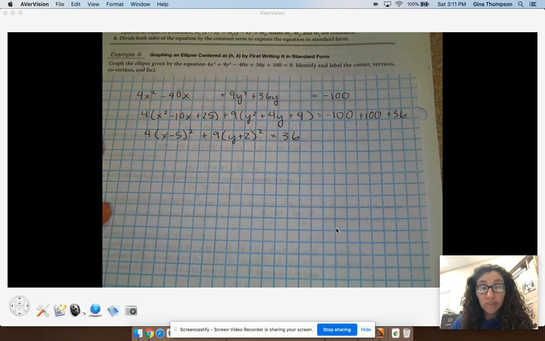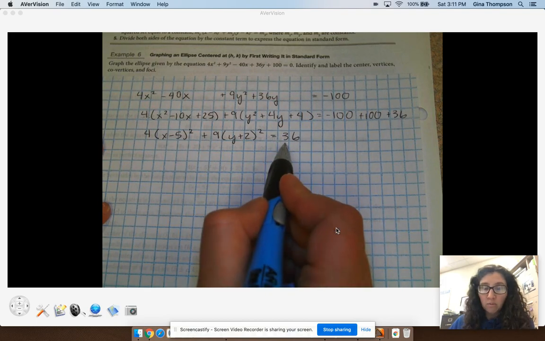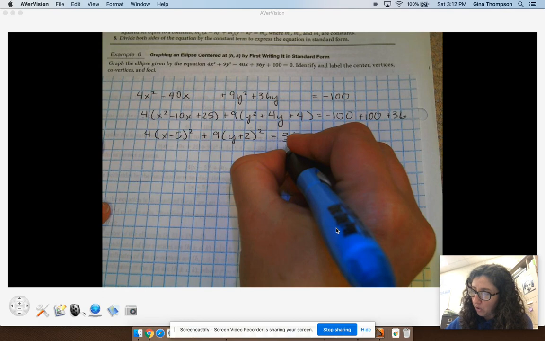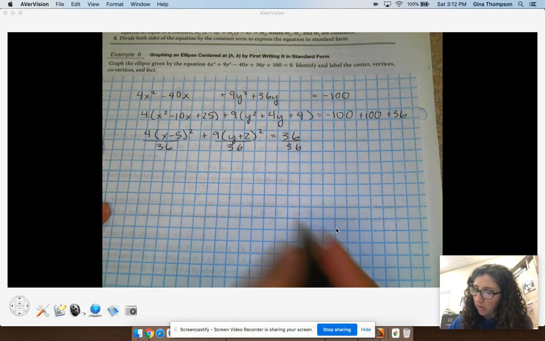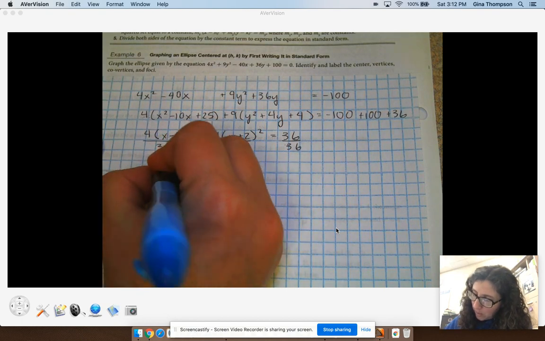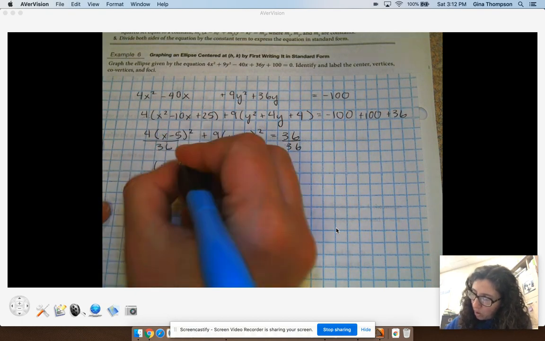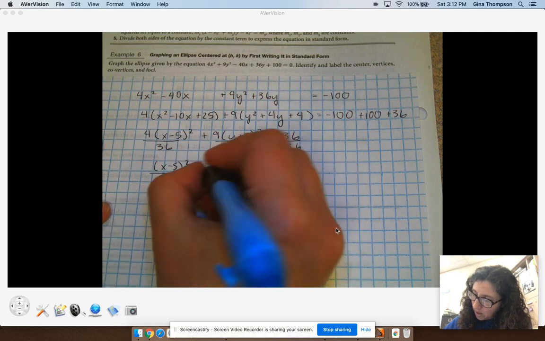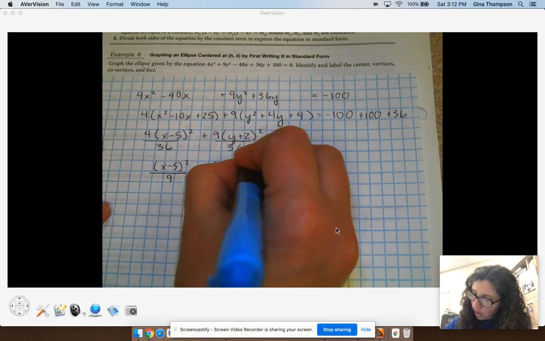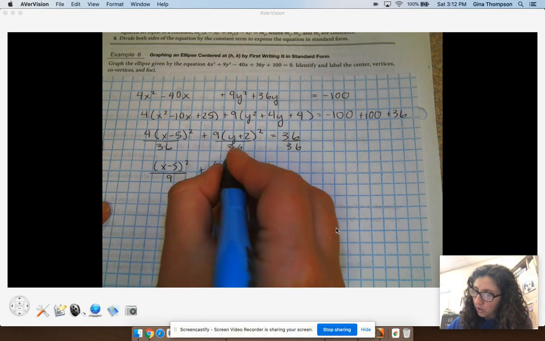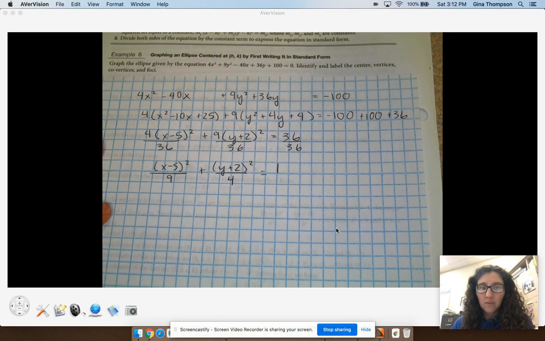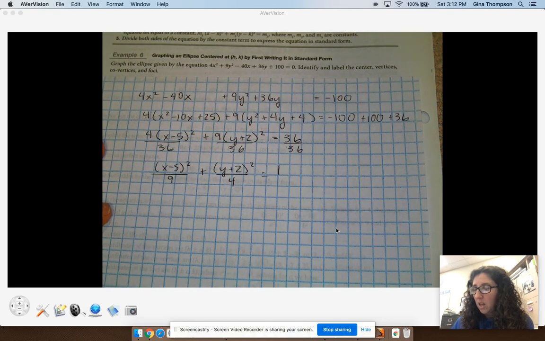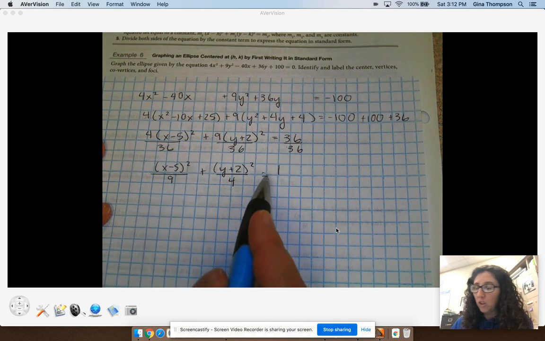This is looking good. This is a lot closer to what we need. What's the problem? We need this to be 1. So, cool, let's divide everything by 36. And it just so happens that these are going to simplify. Right? We can write this as (x minus 5) squared over 9 plus (y plus 2) squared over 4, right? The 9 and the 36, both divide by 9, equals 1. We did it. This is a nice equation of an ellipse. We can look at this pretty easily.